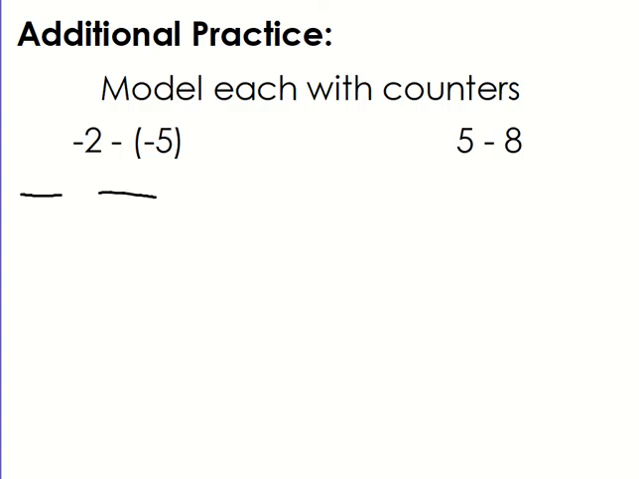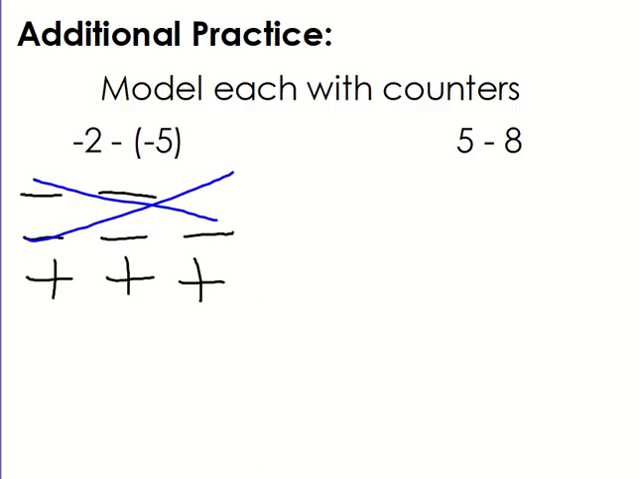So let's add our 0 pairs. So 1 0 pair, that's just 0. 2 0 pairs. How many negatives do I have? I have 1, 2, 3, 4. I need 5. Let's add another one. How many negatives? 5. I have 5 negatives, so now I can take them away. So I'm just going to cross them off like this. These are all gone. And I'm going to see what I'm left with.